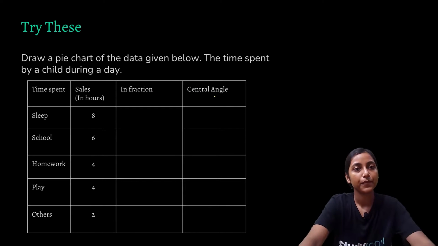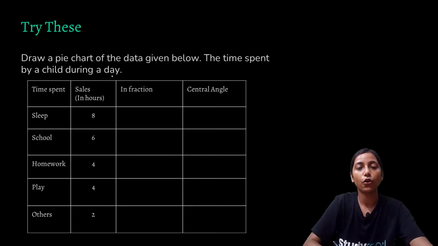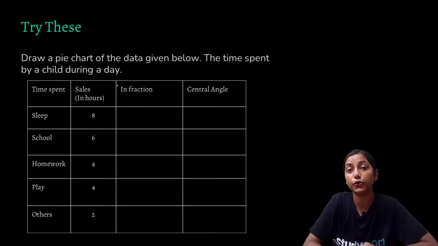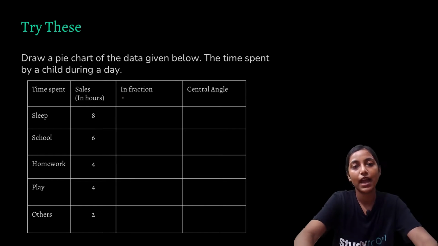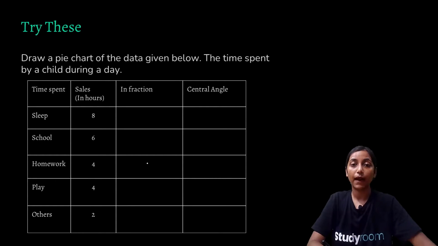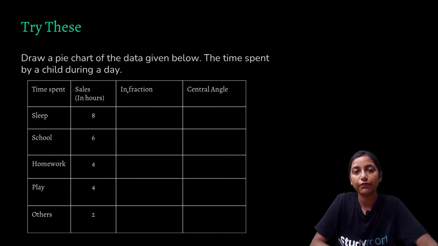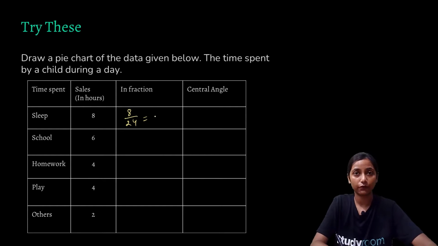Next one, we need to try this: draw a pie chart of the data given below, the time spent by a child during a day. Again, we have to draw a pie chart. Now the given data is in hours for a day, right? Sleep in fractions will be 8 by 24, because a whole day has 24 hours.